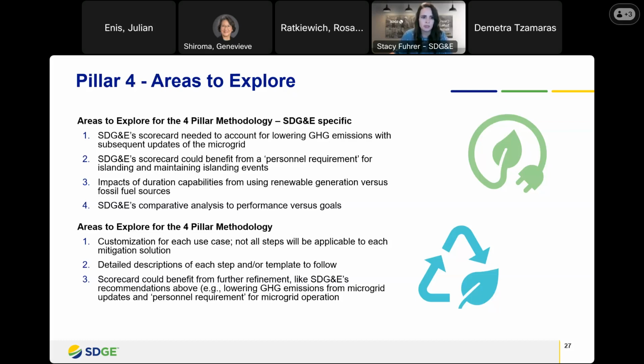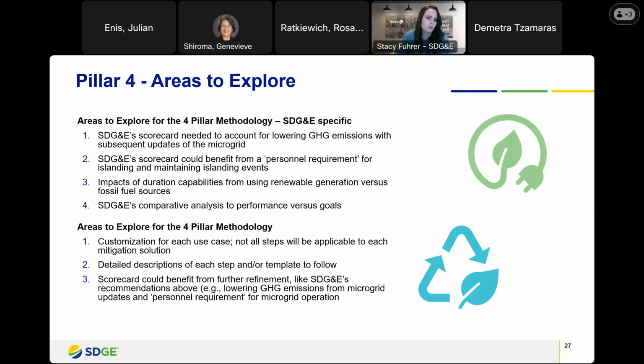And I say that because our presentation was developed with significant input from Energy Division. And not everyone that's going to go through the 4 pillars in the future is going to have that one-on-one support to develop their 4 pillars methodology. And so there could be the use for a more descriptive template in the future for the 4 pillars methodology.